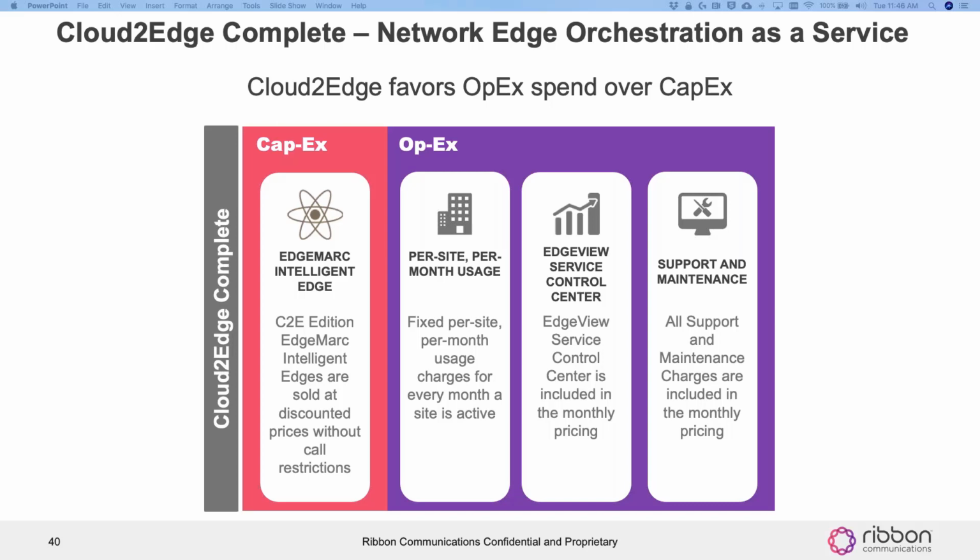This turns into a much more attractive cash flow model because everything is on a per month, per site basis. Everything is wrapped into that per month and per site. So there's no need for you to purchase a set of licenses for EdgeView, to prepay for support and all those other things. This all gets blended into the monthly, which again, you're charging your customers monthly. It makes sense that we charge you monthly.